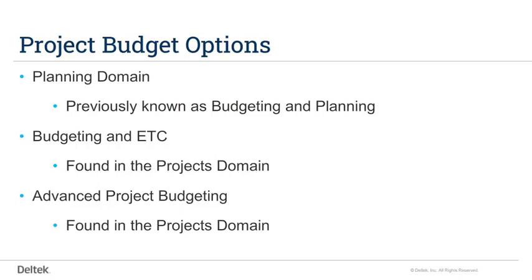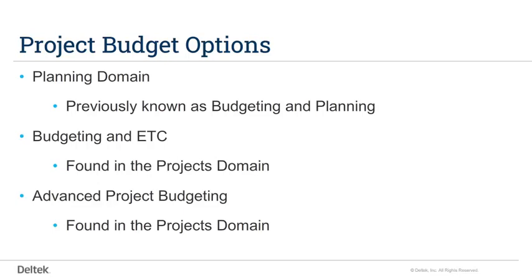There are 3 areas that may be used to enter project budget information. The areas in the project domain are budgeting and ETC and advanced project budgeting. The third option is in the planning domain, previously known as budgeting and planning.